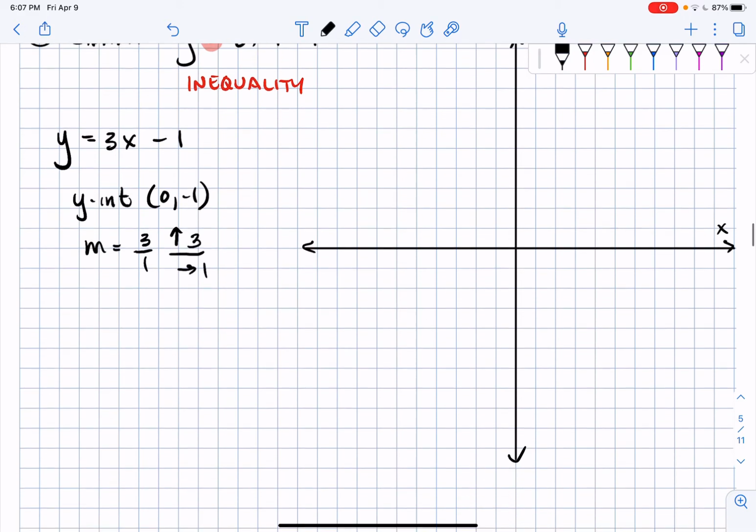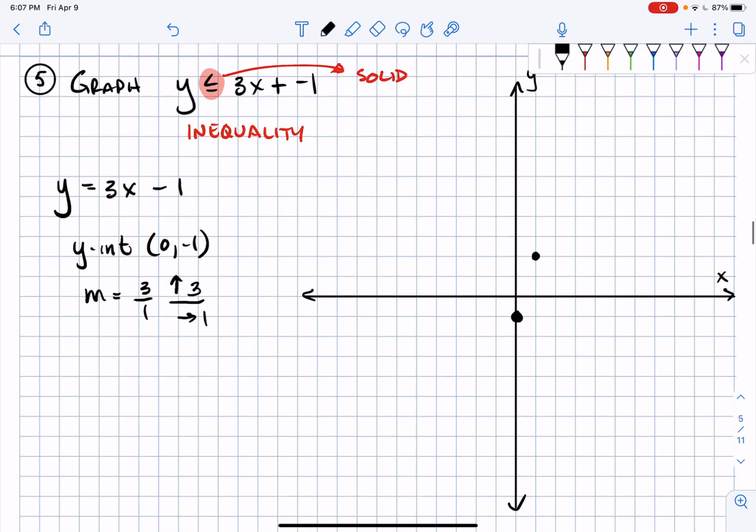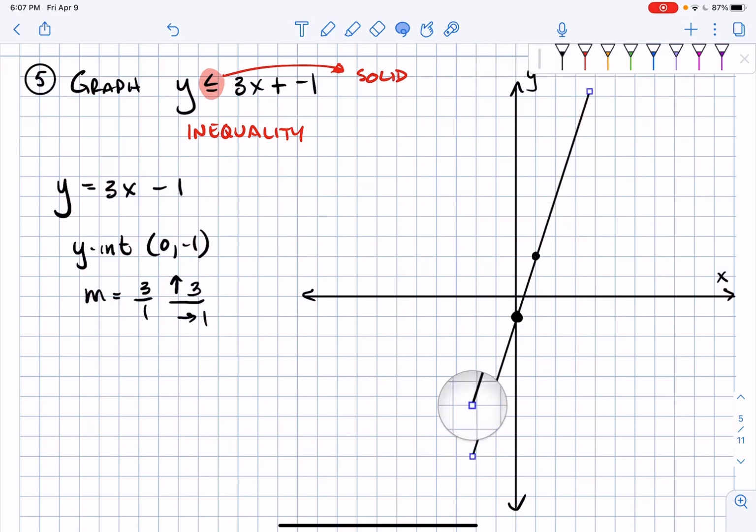All right, so 0, -1 is right there. I gotta go up 3 and right 1, so I'm gonna be right there. Okay, and this is going to be a solid line, which is great. So I'm going to draw a solid line, and I'll make this right in just a moment. Boom, right there. All right, so I got my arrows there and there.